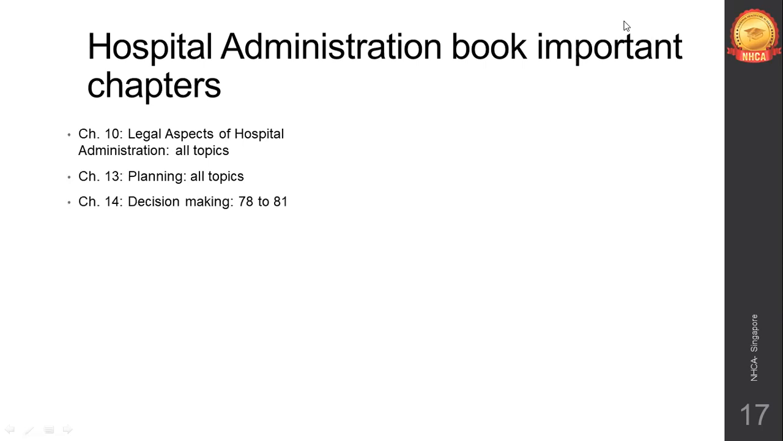Next is decision making. Page number 71, 78 to 81. Only that part you have to study properly. Types of decisions, steps, factors influencing, qualitative and quantitative basis of decision making. That's what is important.